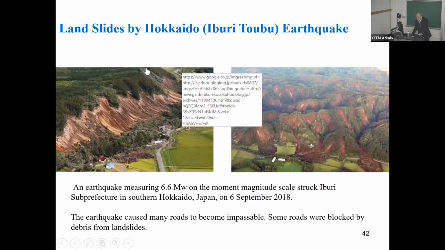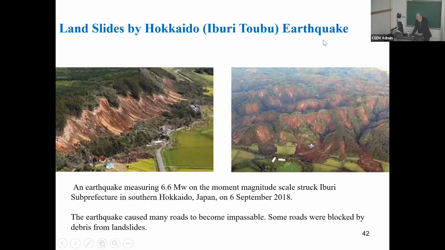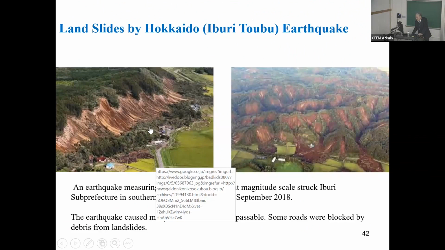Just show landslide by Hokkaido earthquake, magnitude 6.6. And this earthquake struck southern Hokkaido in 2018. The earthquake caused many roads to become impassable, and many houses were buried. Over 40 people died.